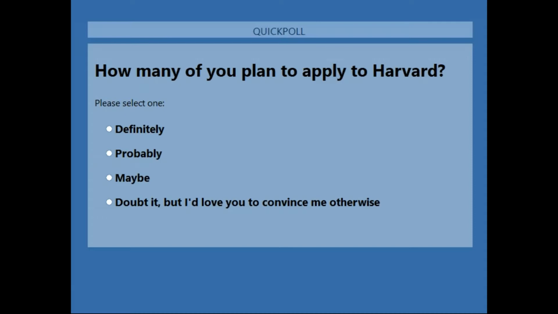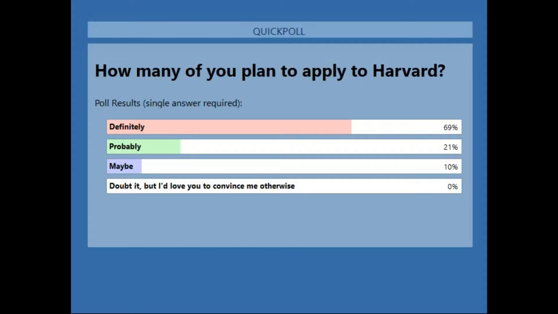I also like to learn a little bit about where you're located in the application process. And specifically, to start with, how committed you are to applying to Harvard Business School. So that should be displaying now on your monitor. Please indicate which option best describes you. Definitely, probably, maybe, and doubt it, but I'd love to convince my mother. My mother would love me to convince you otherwise. I'm going to close the poll. We're at 78% and share the results. So it's 69% definitely applying to Harvard, 21% probably, 10% maybe, and 0 doubt it.